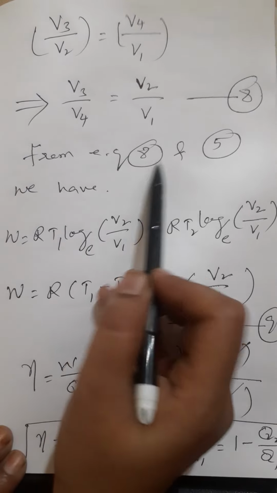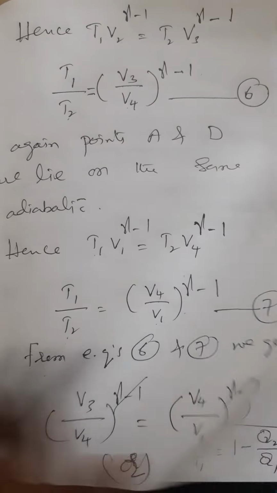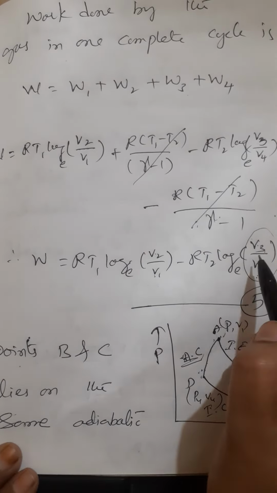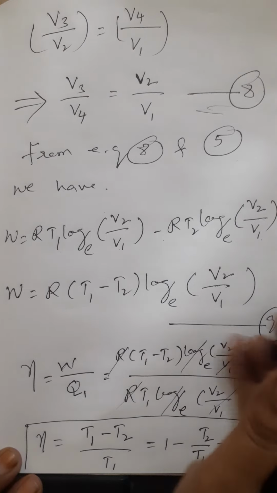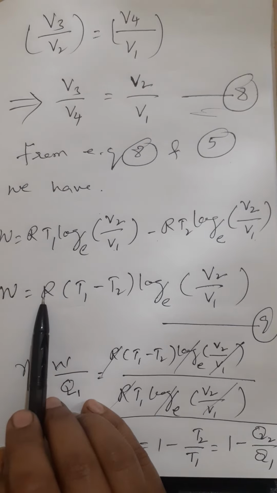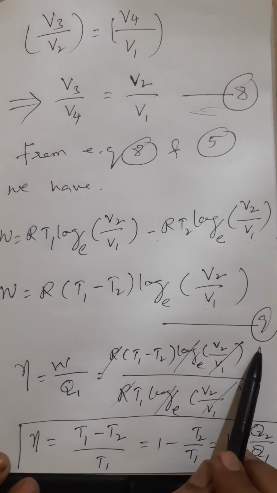Now from equation number 8 and equation number 5, we got V3 by V4 is nothing but V2 by V1. So simply we substitute equation number 8 in equation number 5. When you substitute this, we will get R T1 log_e V2 by V1 minus R T2 log_e V2 by V1. Now you take out R, giving R(T1 minus T2) log_e V2 by V1. This is equation number 9.